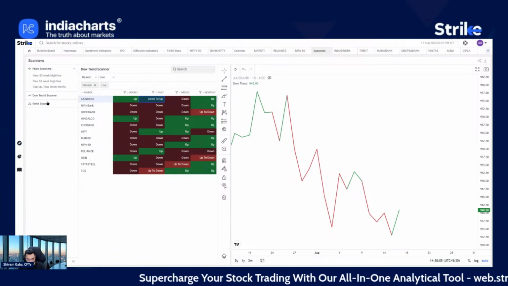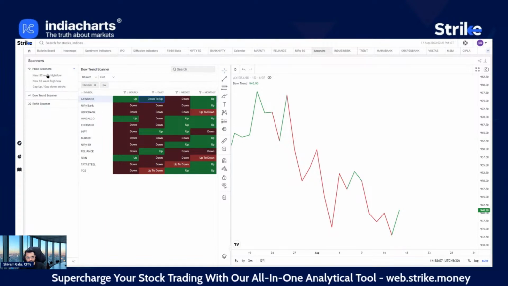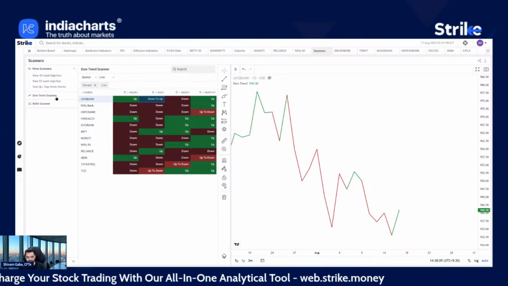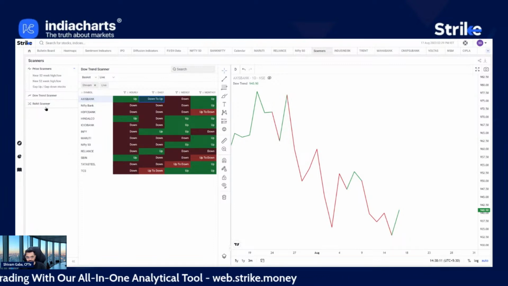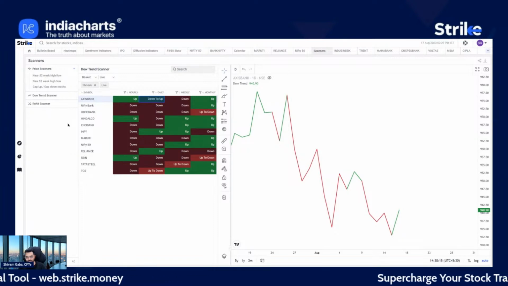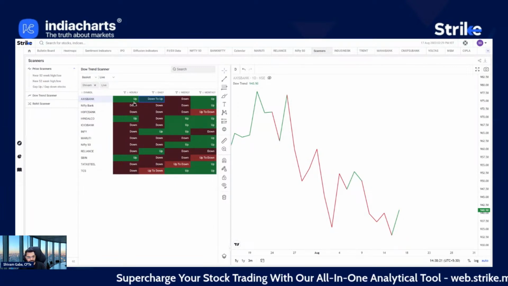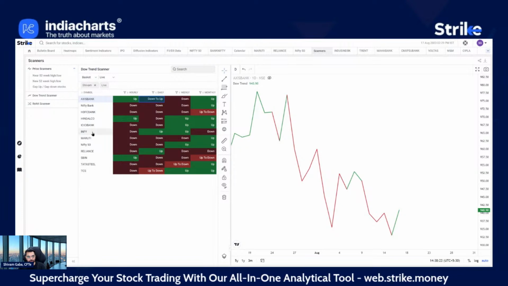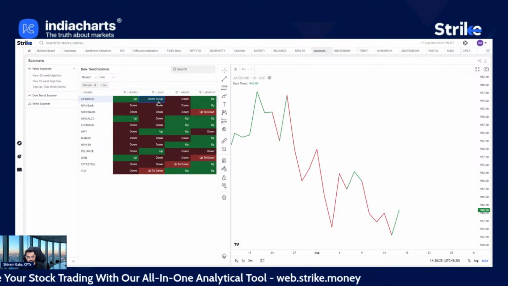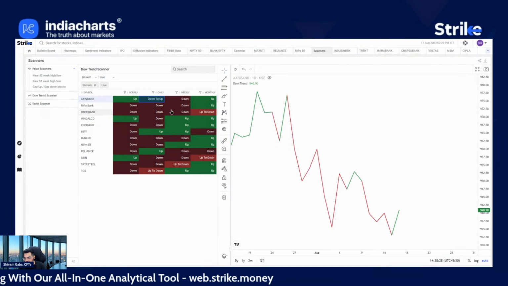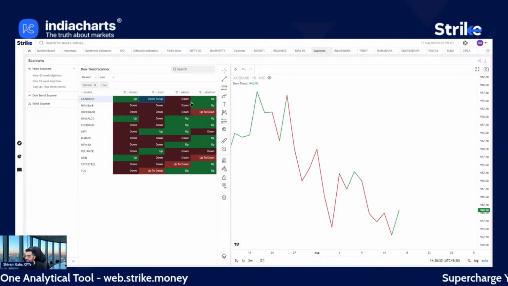As of now, you can see a few price scanners: a Dow trend scanner, which is a price action scanner, as well as the RMI scanner, wherein you can see fresh trend change signals or fresh bullish or bearish crossover signals based on all the time frames. Right now on my watch list, there are a few stocks that I've added, and I'm able to see hourly, daily, weekly, as well as monthly time frame signals on one chart.